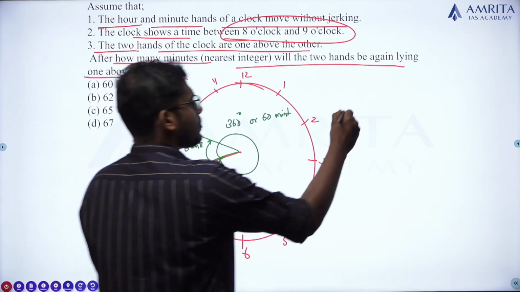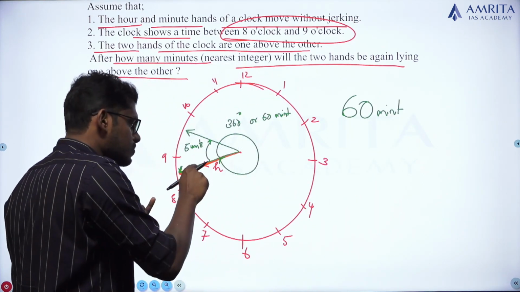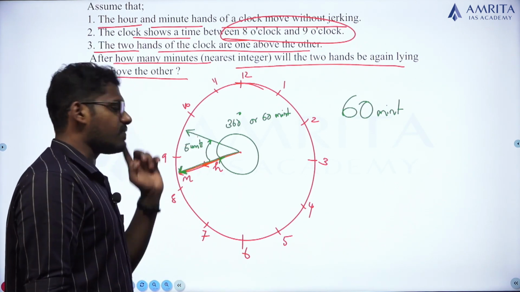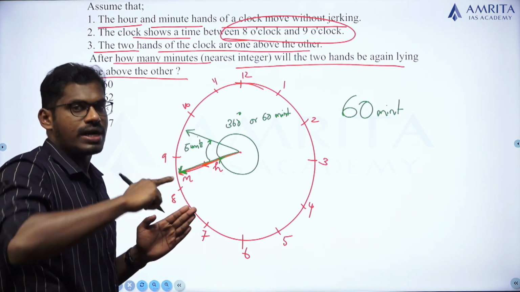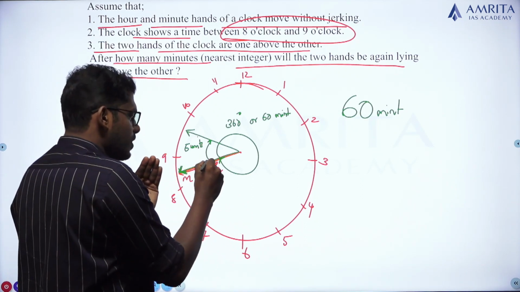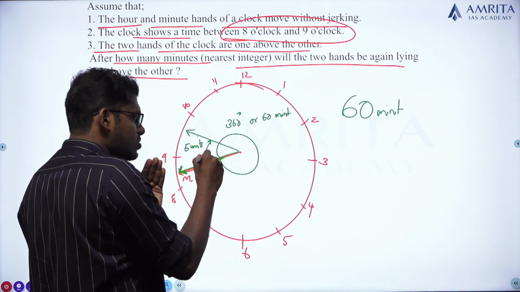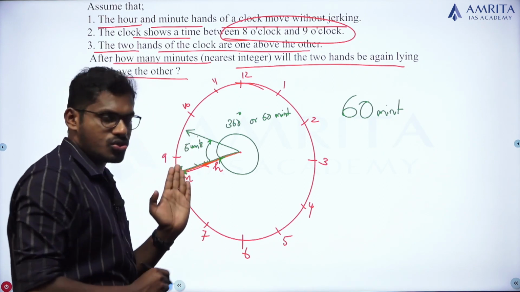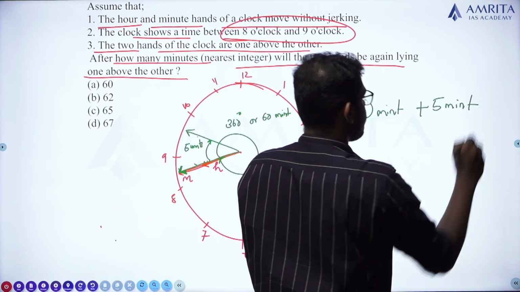Clear? So 60 minutes. Then if this minute hand has to lie over this hour hand, it has to cover this 5 minutes or 5 units. 5 units in the sense 5 minutes. 1 unit indicates 1 minute. Clear? So this minute hand has to take another 5 minutes so that it becomes close to the hour hand. So 60 minutes plus 5 minutes.